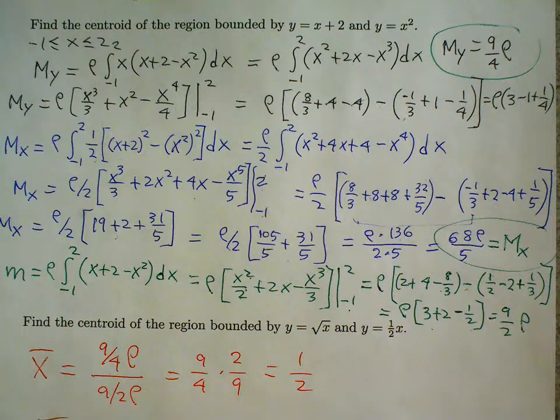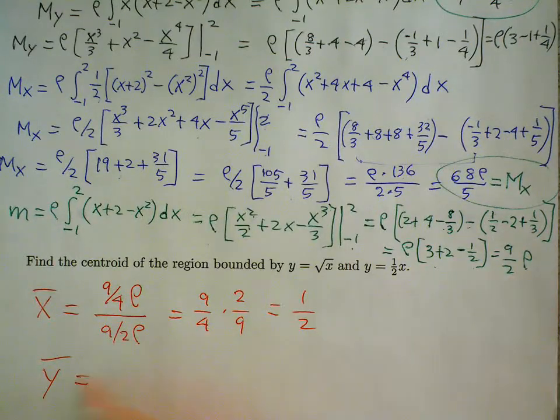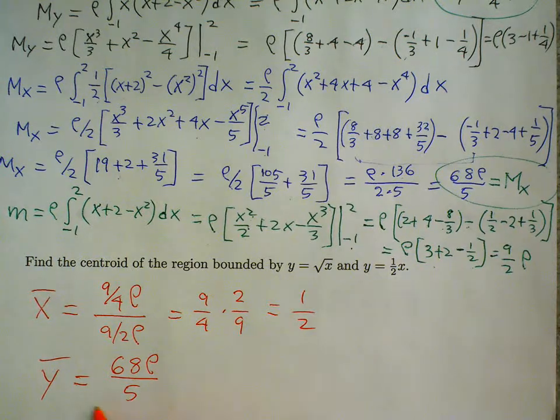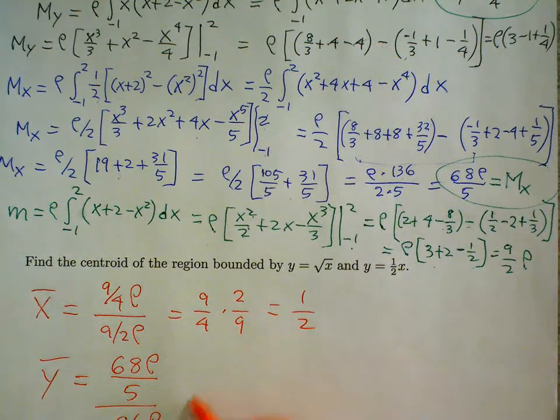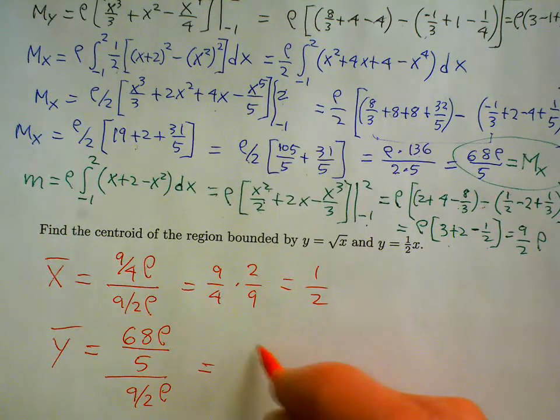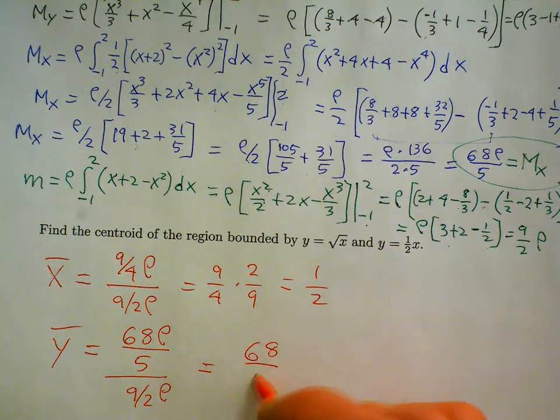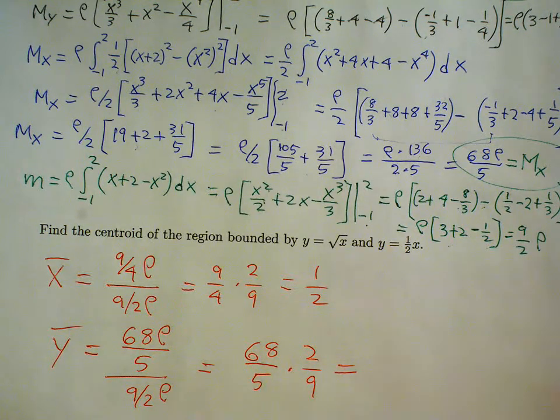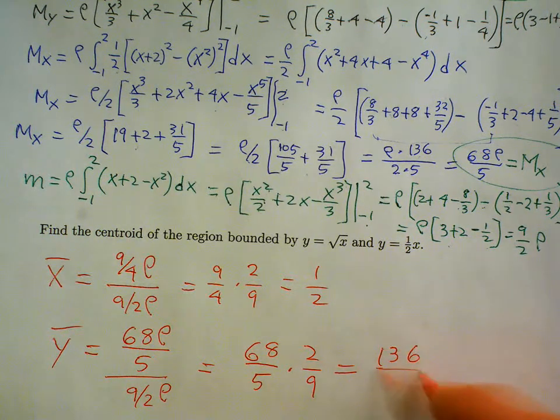And then the y coordinate of the centroid, 68 rho over 5 divided by 9/2 rho. The rhos cancel, 68 over 5 times 2/9. So 136 over 45.